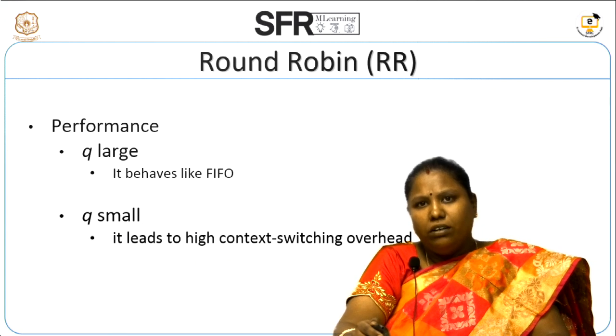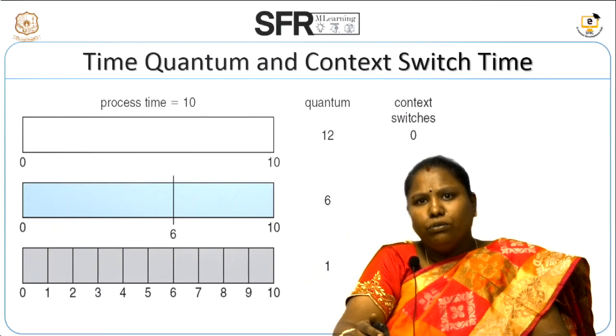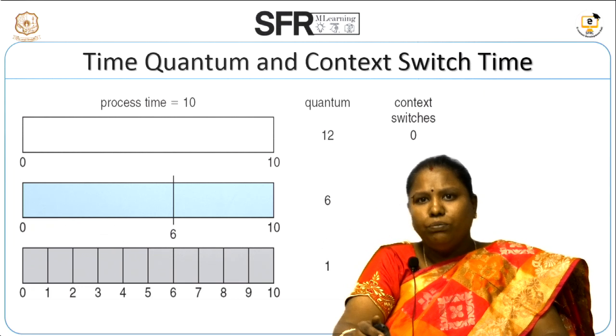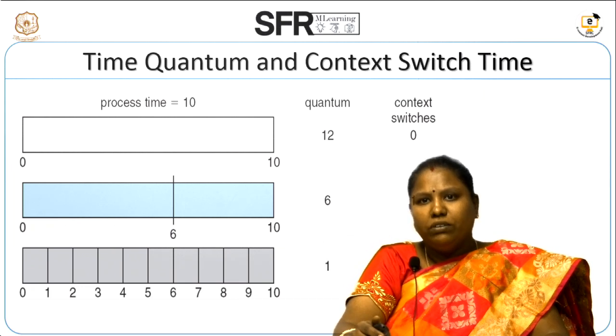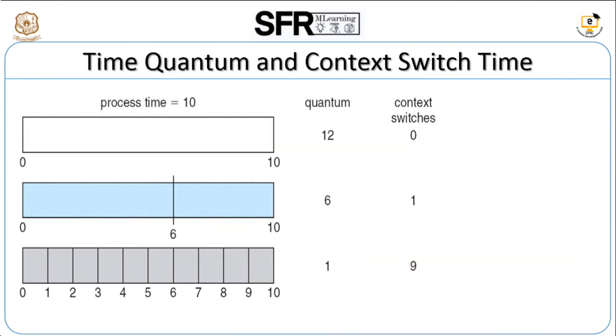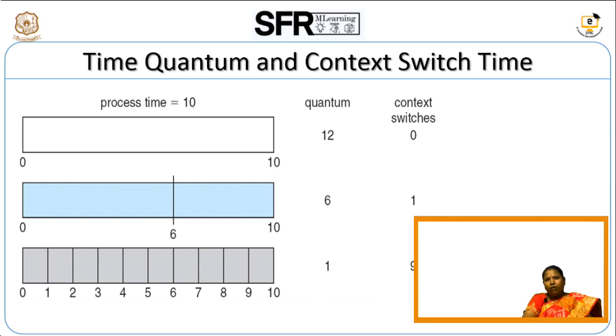Let us see one example. If the time quantum is 12 and the process time is 10, the number of context switches is 0. If the process time is 10 and the quantum is 6, the number of context switches is 1. If the process time is 10 and the time quantum is 1, then there are 9 context switches. So this is the problem if the quantum is very small.